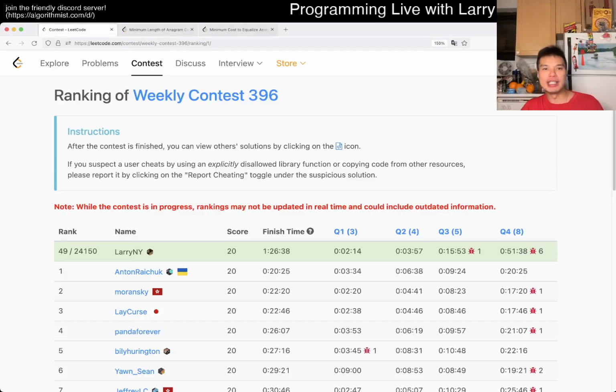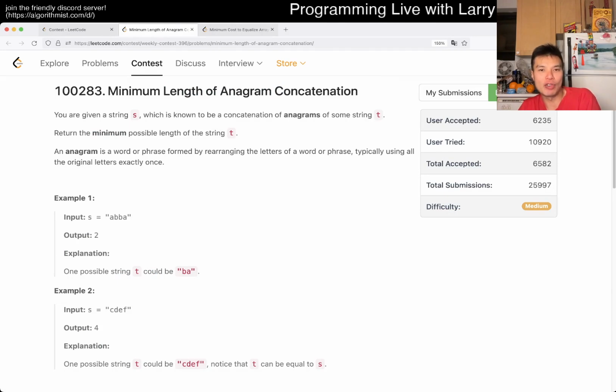This is me going Q3 of the weekly contest 396, minimum length of anagram concatenation.